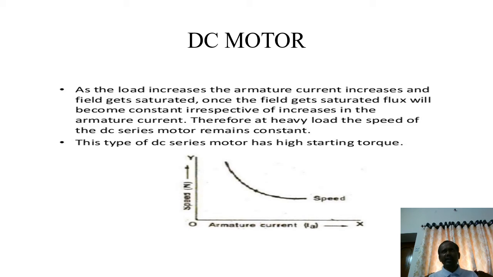In the characteristic we have drawn, the relation is N is directly proportional to (V minus Ia Ra) by flux phi. Ia increases when speed decreases, and then you will get this hyperbolic curve. This is the curve.